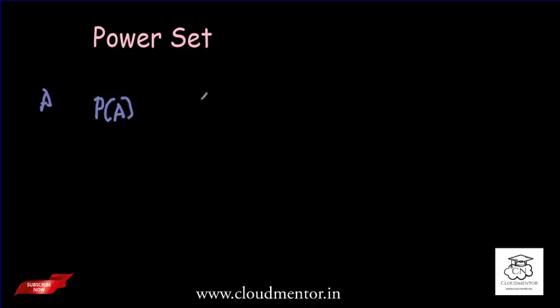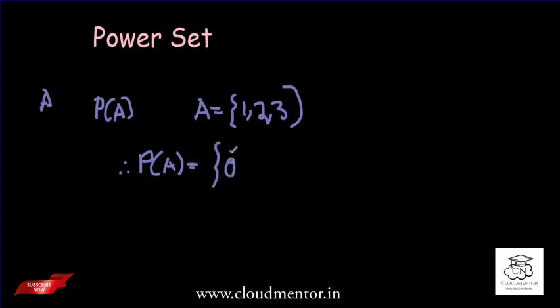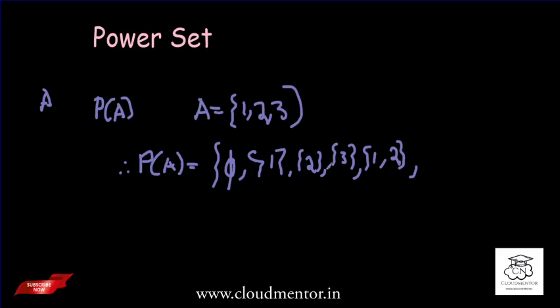For example, suppose A equals the set {1, 2, 3}, and therefore P of A will be equal to the set of: we told that the null set is a subset of all sets, and so the null set, and first {1}, {2}, {3}, {1, 2}. This is how we write the subsets of a set. And it can have {2, 3}, it can also have {3, 1}, and the set is itself a subset of that set, {1, 2, 3}.